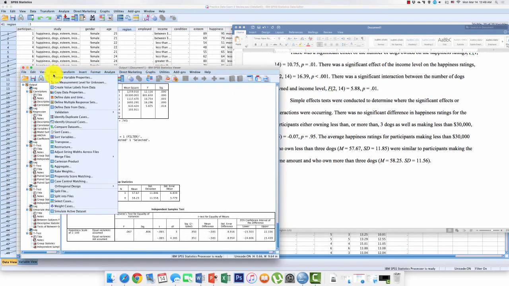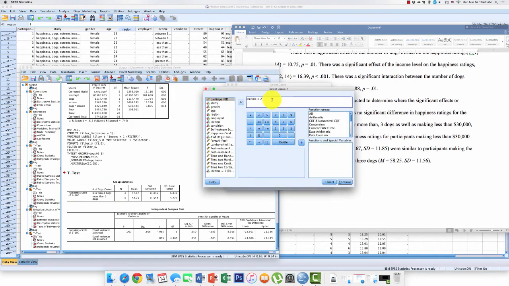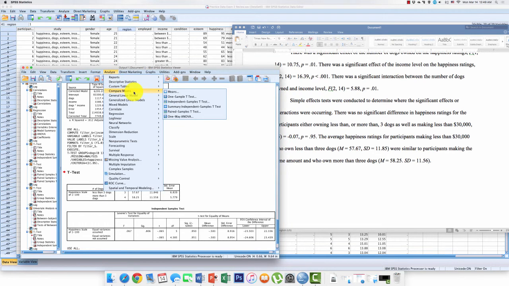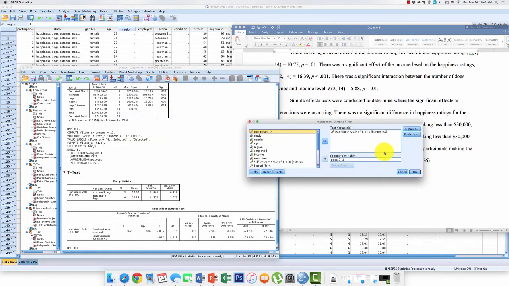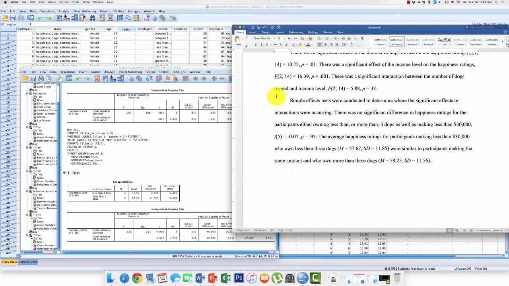So I'm going to do data, select cases again. Instead of if income equals 1, we're going to do if income equals 2, and then hit OK. And then now we're going to do analyze, independent samples t-test again, and then we're just going to leave everything as it is and hit OK. And then we have this output, and you see that there is a significant interaction occurring here for people who make between 30,000 and 60,000. So we're going to talk about that.